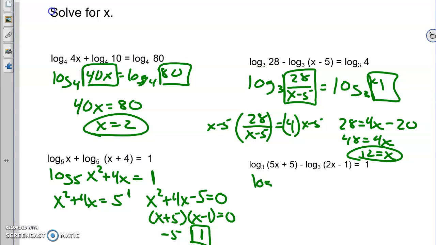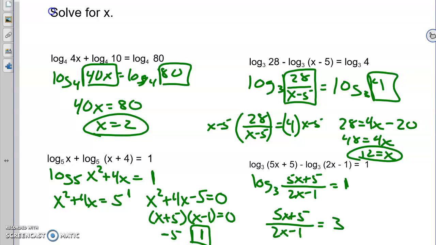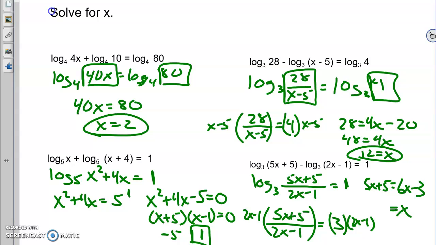With division, we're going to do 5x plus 5 over 2x minus 1 equals 1. And therefore, it's 3 to the first power. So 5x plus 5 over 2x minus 1 equals 3 to the first power. We're going to multiply 2x minus 1 on both sides. And that leaves us with 5x plus 5 equals 6x minus 3. We subtract 5x, we get x on both sides. We add 3 and we get 8. And my x equals 8. And you can plug any of those back in to check them.